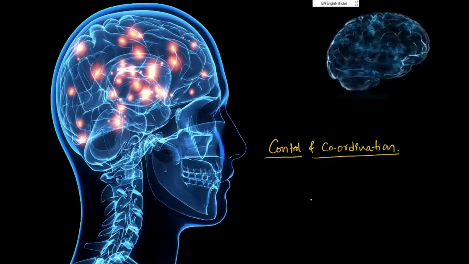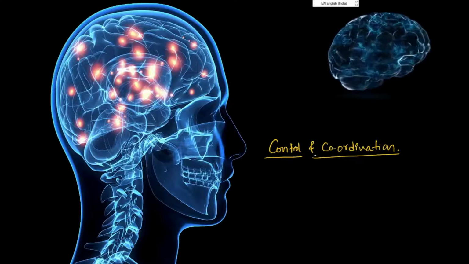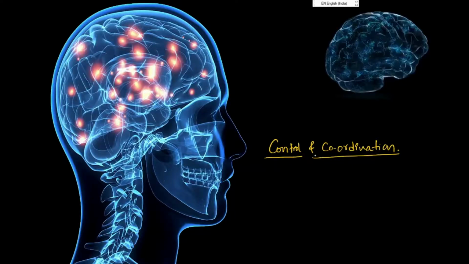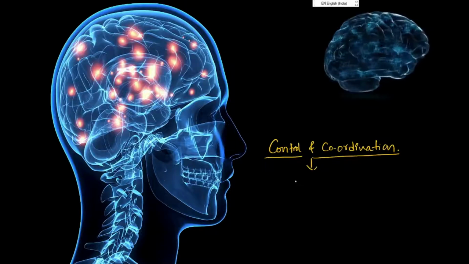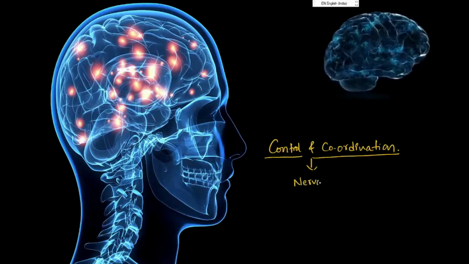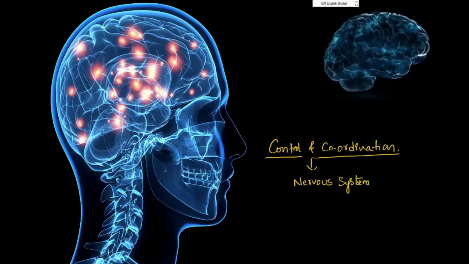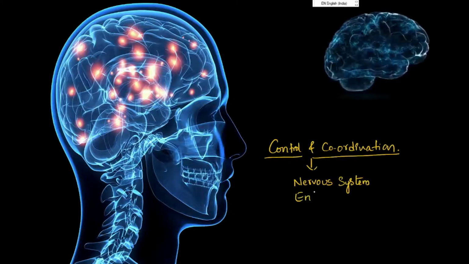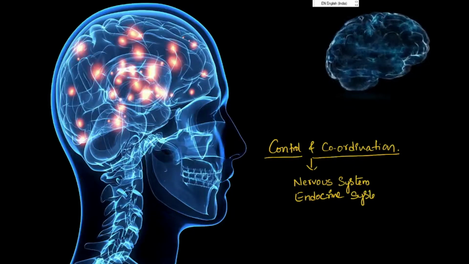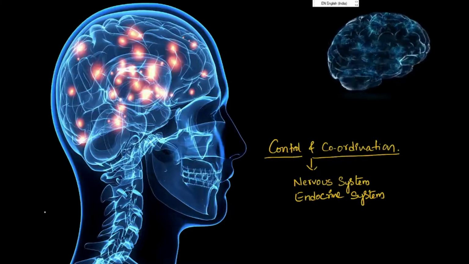Every part in the human body will be controlled and coordinated. How it is controlled and how it is coordinated, that is the point here, students. It is controlled and coordinated through two types of systems: one is the nervous system, and the next one is the endocrine system.